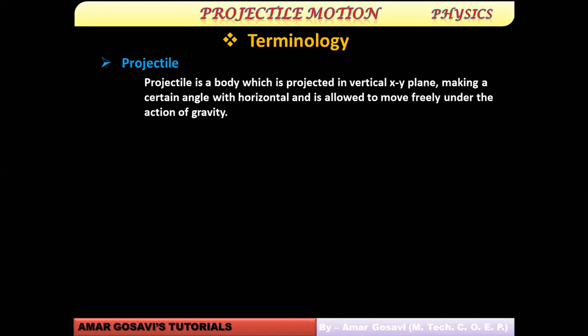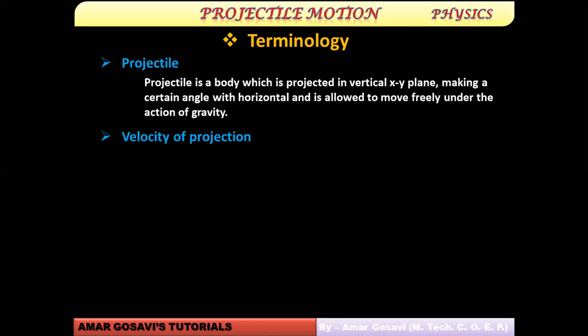So a projectile is basically a body. A stone can be a projectile at times, a missile can be a projectile, an aeroplane flying in the air can be a projectile. A projectile is a body which is projected in a vertical xy plane, making a certain angle with the horizontal, and is allowed to move freely under the action of gravity. Such a body is called a projectile.